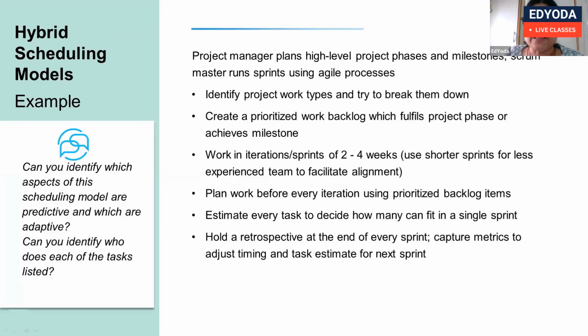Hybrid scheduling and models example. The project manager plans high-level project phases and milestones. The Scrum master runs sprints using the agile process. Identify project work types and try to break them down. Create a prioritized work backlog which fulfills the project phase or achieves the milestone. Work in iteration sprints of 2 to 4 weeks. Use shorter sprints for a less experienced team to facilitate alignment.